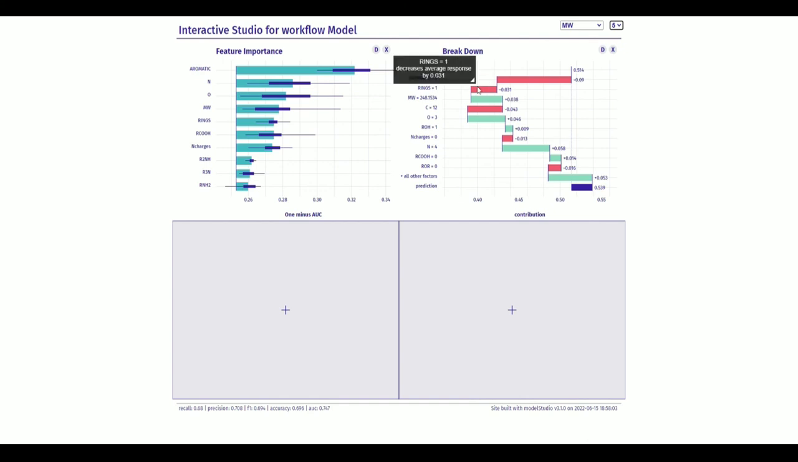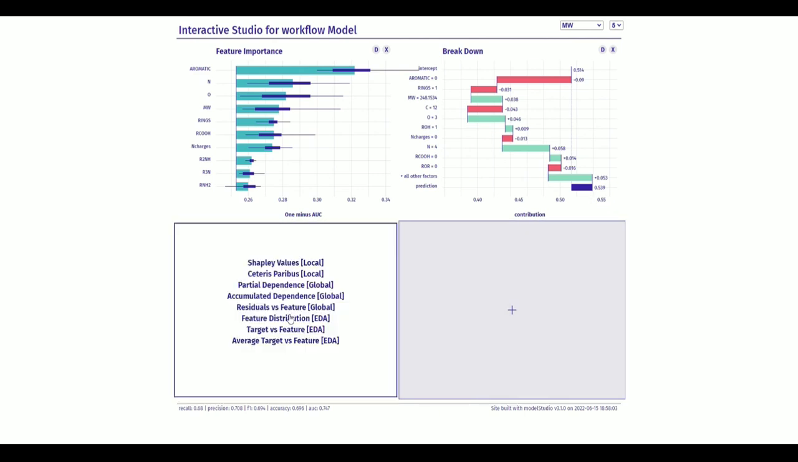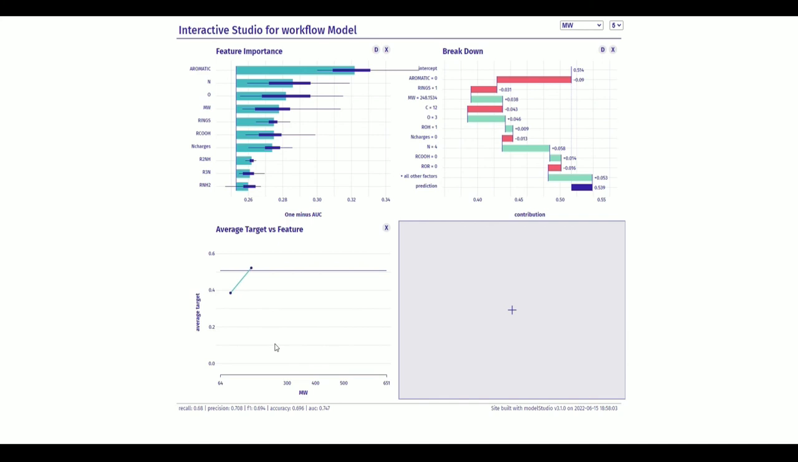And we can see the explanation here of how negatively with the pink or positively with the green, a given variable for a given chemical influences its final prediction. We also have other tools we can use in here, like average target versus feature, and we can see how various variables, let's check the most important one, aromatic, and how it relates to the chance of a target being toxic.